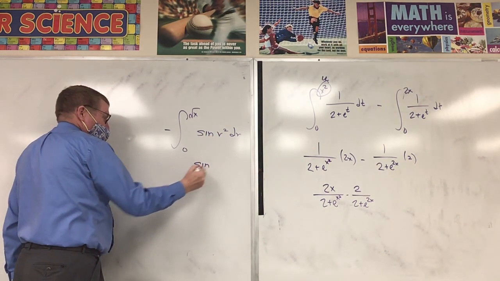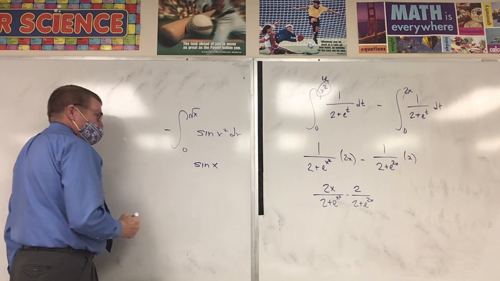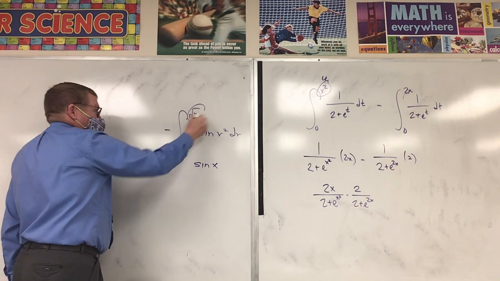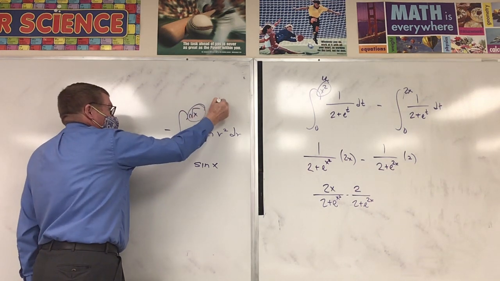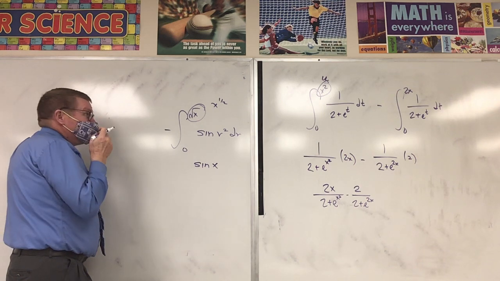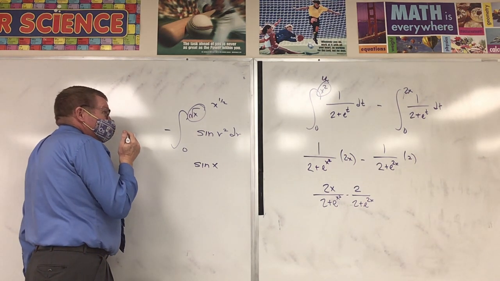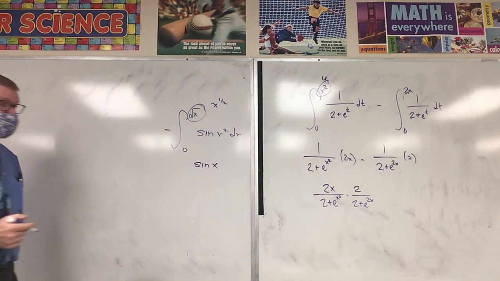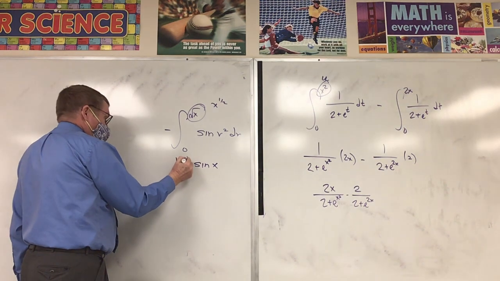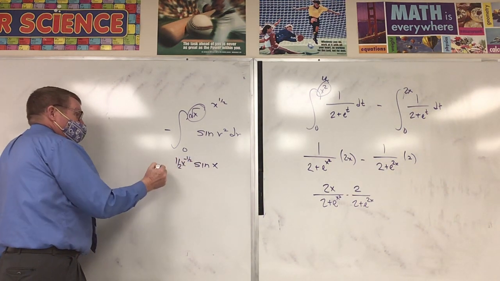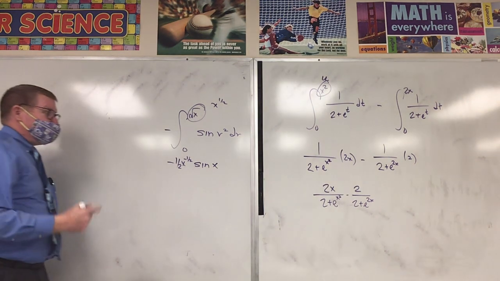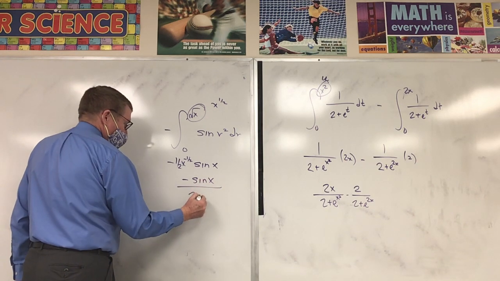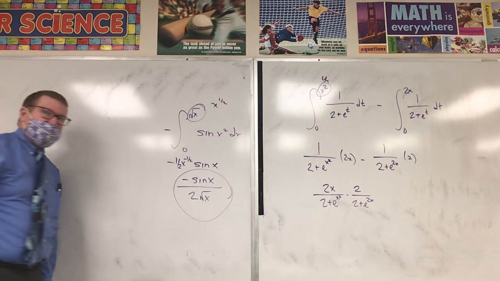Okay, so that makes sine of x. And then you take the derivative of the square root of x. So that's x to the 1/2. What's the derivative? Oh, 1/2 x to the negative 1/2. There you go. And then you multiply that by sine x. And then we have the minus sign, correct? Yeah. So there we go. So we have negative sine x over 2 square root of x.